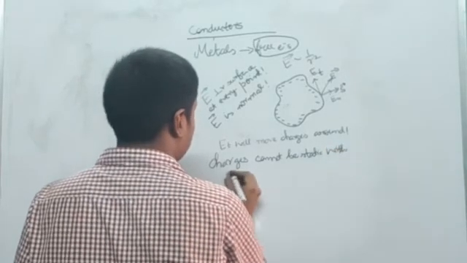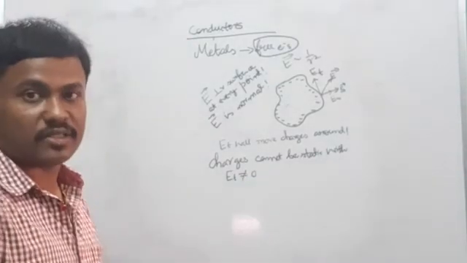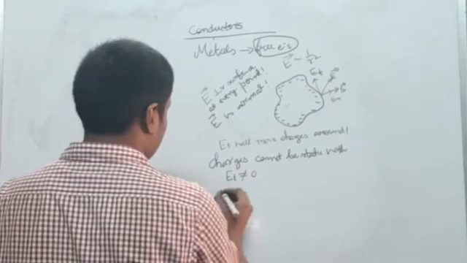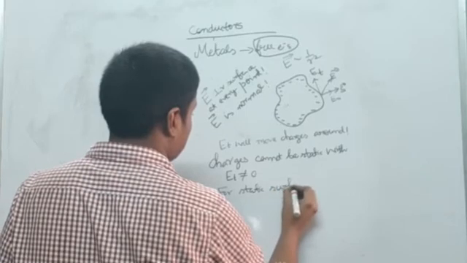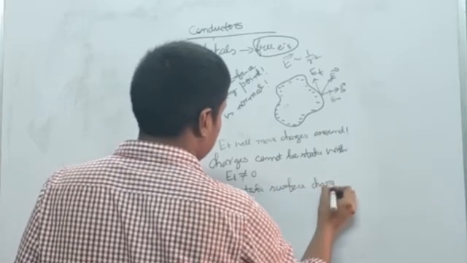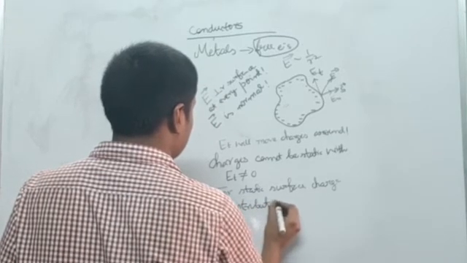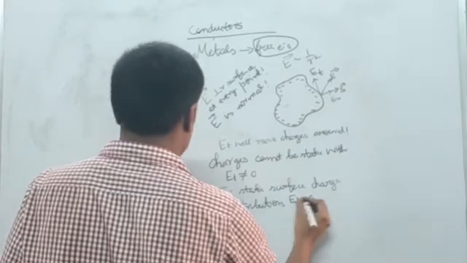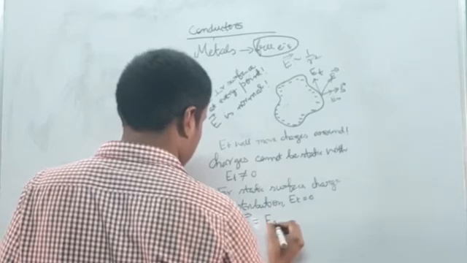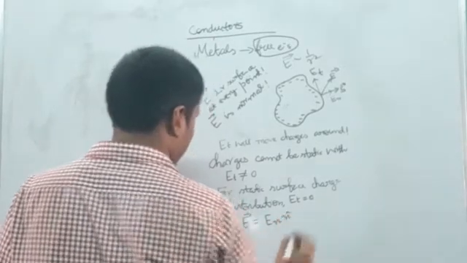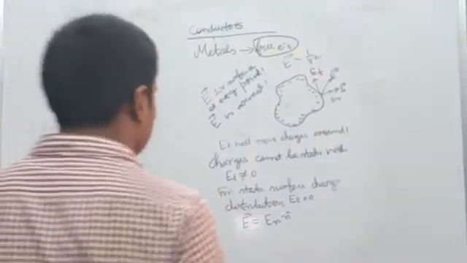Charges cannot be static with E_T non-zero, which means for a static surface charge distribution, E_T has to be zero, and E has to be equal to E_n times the normal vector. E_n is always normal, so E is always normal to the surface of the metal.